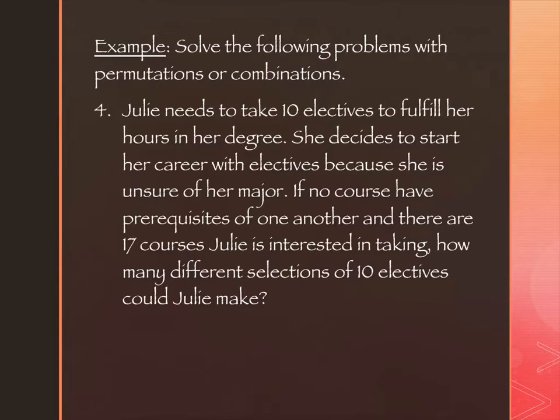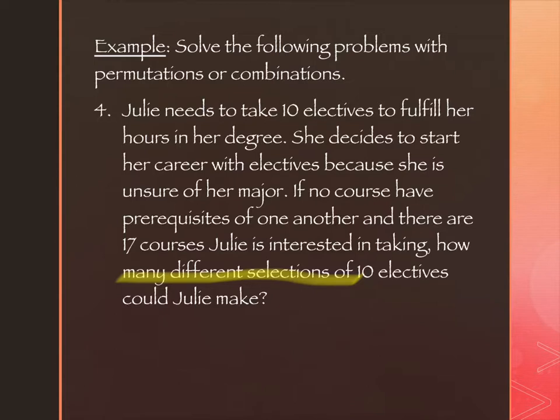So the first thing we have to decide is, does the order matter with the context the way it's described? You're exactly right. Why not, Ben? There's no prerequisites. Okay, it's not because there's no prerequisites, although that would cause problems if there were. There's something else. See it? It is toward the very end. How many different selections of 10 electives could she make? Yeah, it's the selections part. It's not how many different ways can she select the courses, right? It's how many different selections could she make.